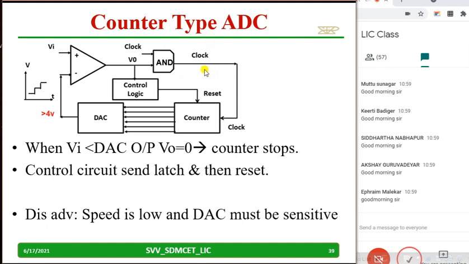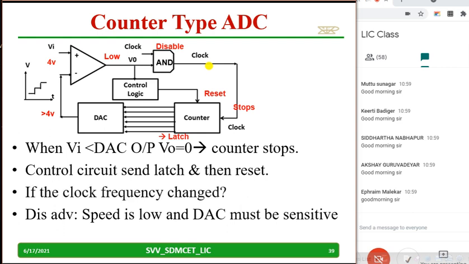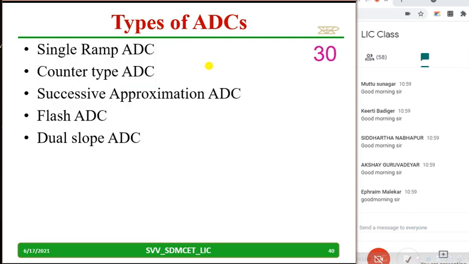So when this reaches greater than 4 volts, at that time the output of the comparator becomes low. Because of this low, the clock will not reach the counter. Therefore the AND gate is disabled and it will stop, and automatically the control logic will send a latch to the counter, and reset will be sent from the control logic to the counter. So these things we have discussed in the previous classes.